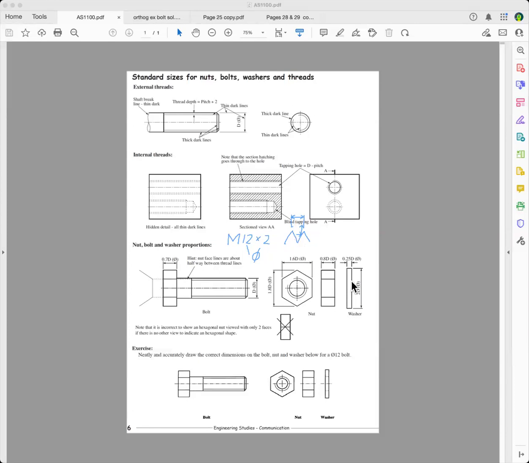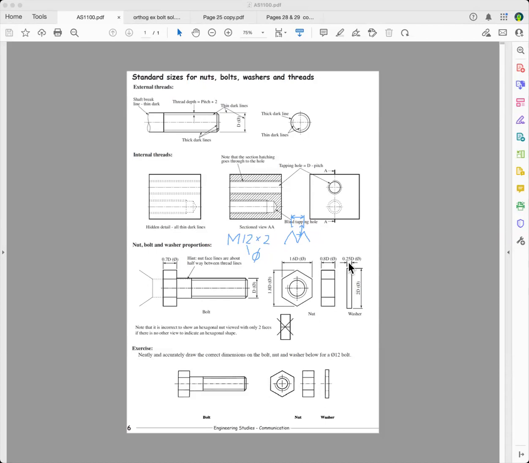And then a washer is 0.25D, so it's a quarter of that. And the diameter of a washer is 2D. And in the HSC, when we used to mark it, if you have a washer and a nut, you always checked that the diameter of the washer was a little bit bigger than the cross corners of the nut. So that's the proportions, and you've just got to learn these.